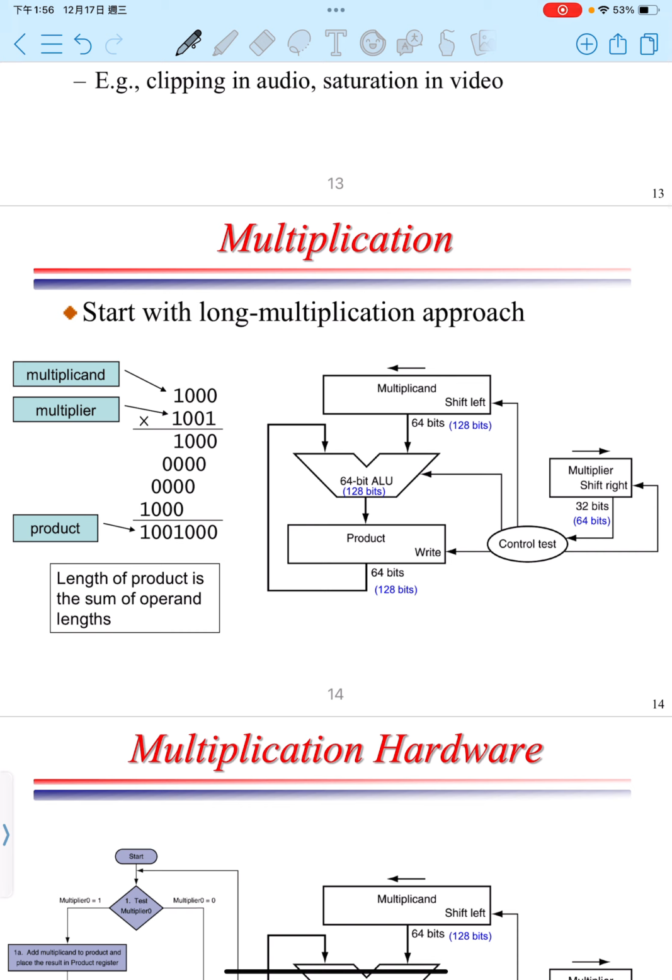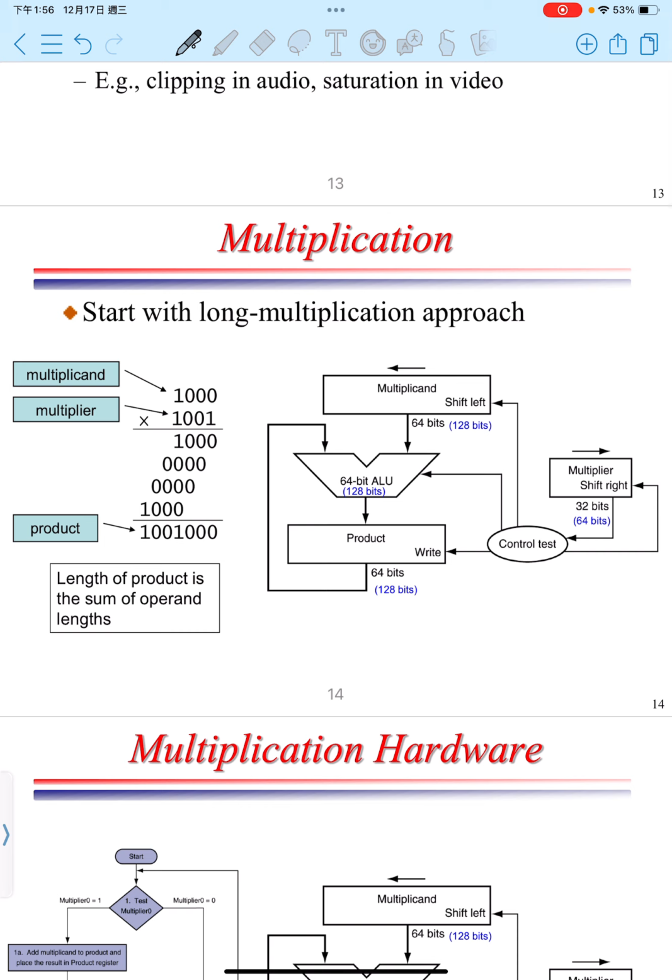0. One important point here is that the length of the product is the sum of the operand lengths. For example, if we multiply two 32-bit numbers, the result may need up to 64 bits. Now on the right side of the slide, we can see a hardware level overview of how this multiplication works.